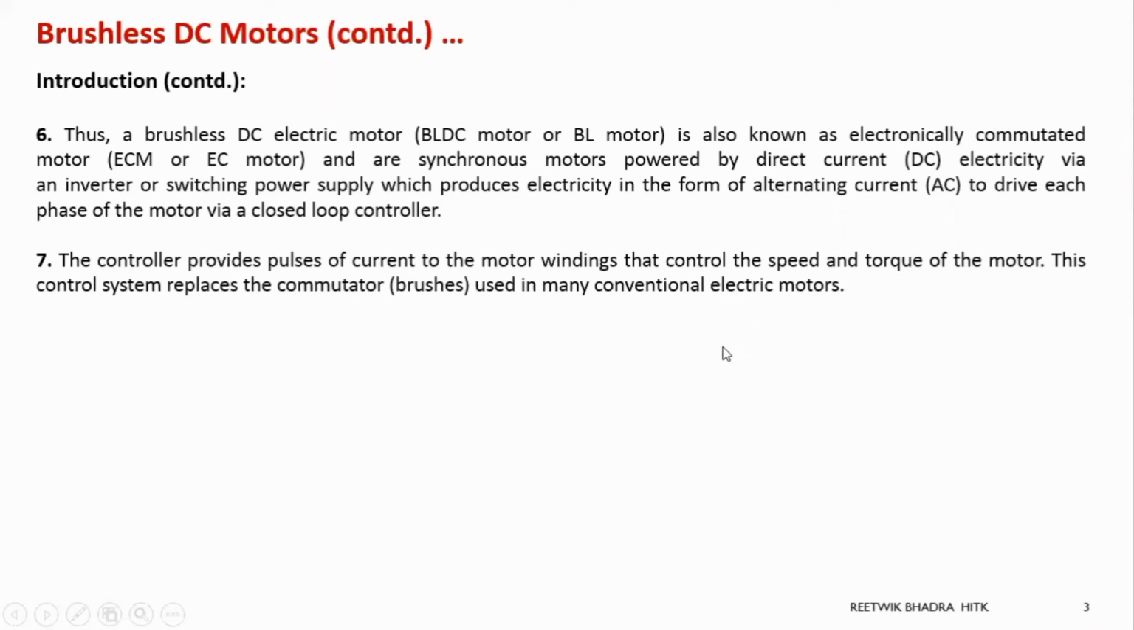What are the types? We will just see. It is just a theoretical overview, nothing in so much detail as in the universal motor. We'll just see the circuit and understand.